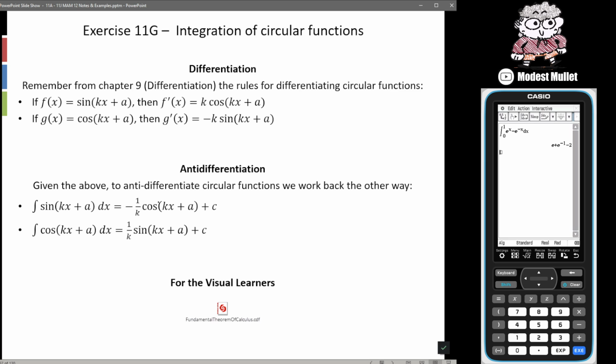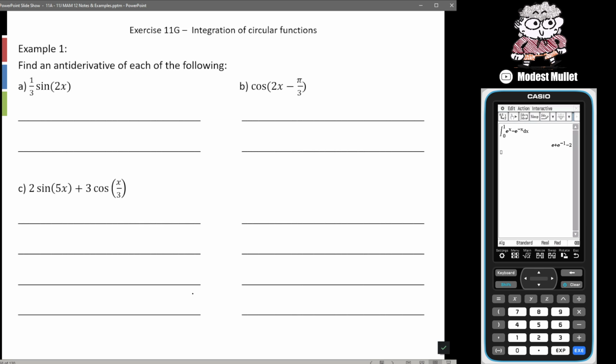This doesn't quite work as well if we had a polynomial of higher degree than 1 inside the sine or cos function. If you download the slides, there is a visual demonstration showing this as well. But let's get straight into some examples.